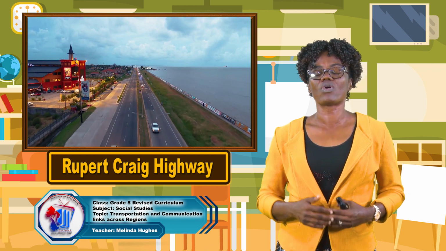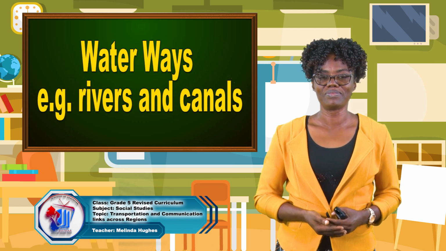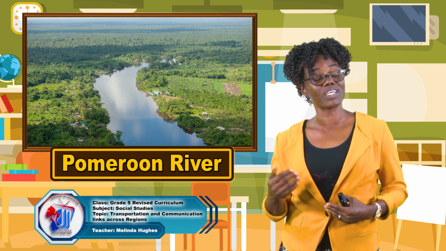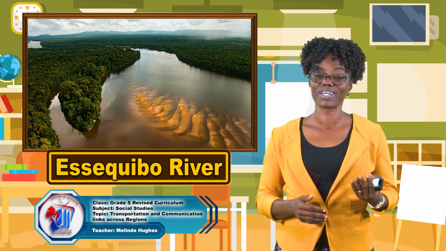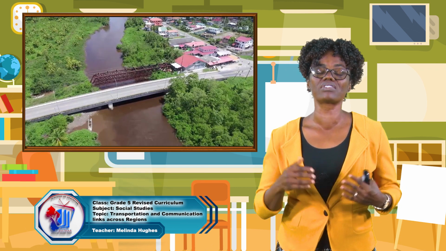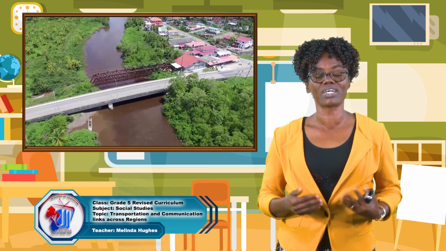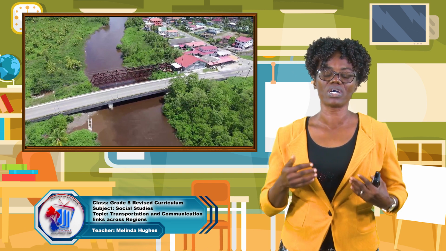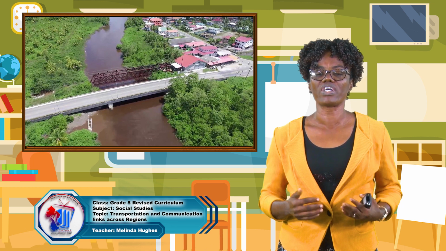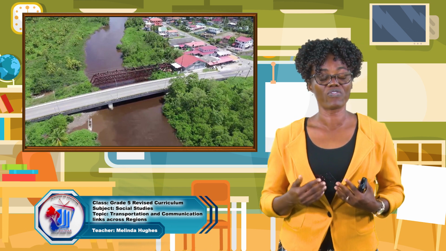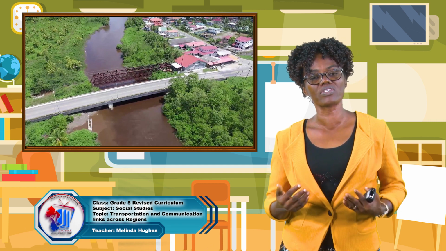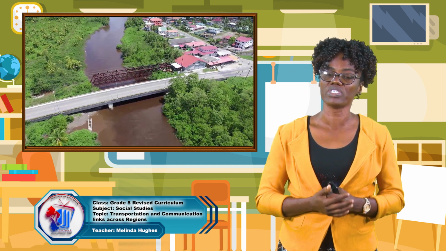We also have our waterways. So we have the Pomeroon River. We also have the Essequibo River. We have the Kanji River and also the Mahaika River. There are several other rivers that are located in our administrative regions. And so these rivers provide transportation for farmers, for loggers, and even for persons who live in the riverine areas.